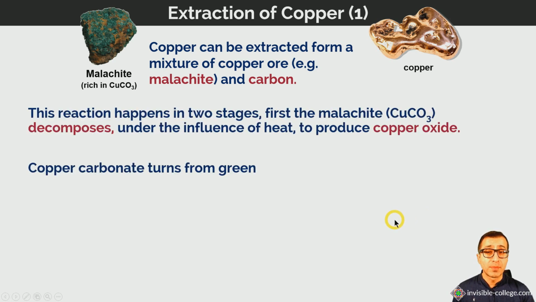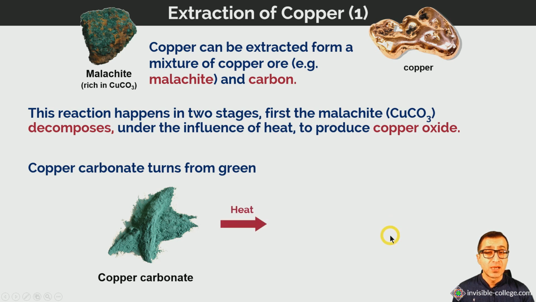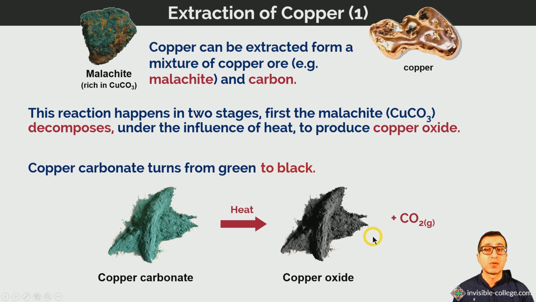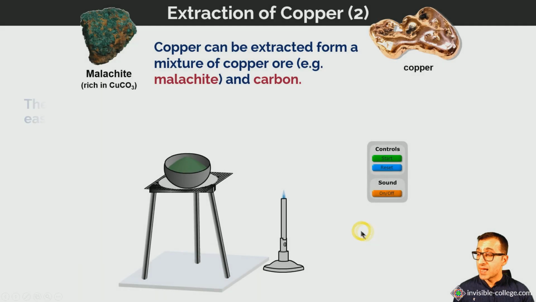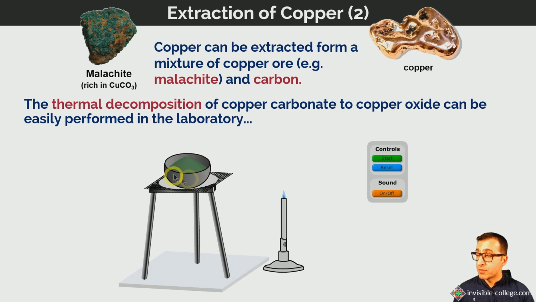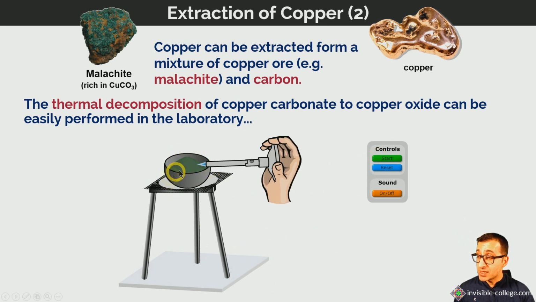So we heat the copper carbonate and it turns from this green powder into black copper oxide, and carbon dioxide gas is being released. We can do this in the laboratory again by simply taking a crucible of copper carbonate and then heating it with a Bunsen flame, and we can actually observe the change in color as the copper carbonate decomposes to form copper oxide. The carbon dioxide is simply given off into the atmosphere.